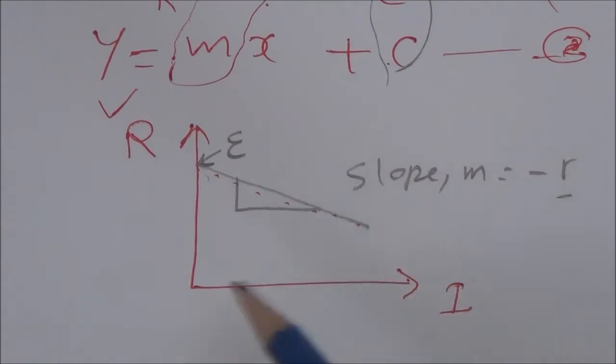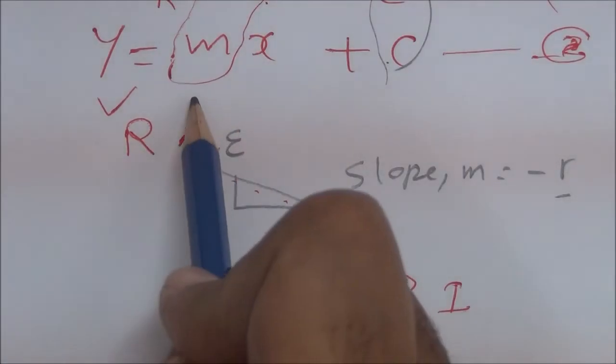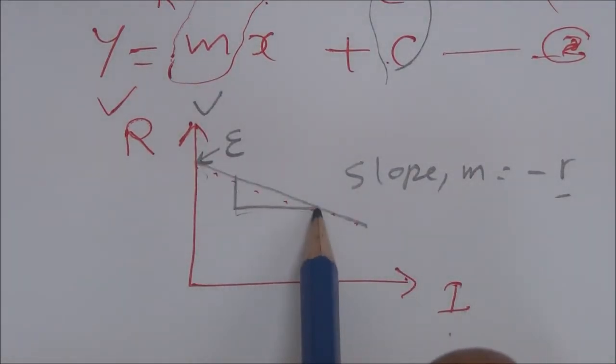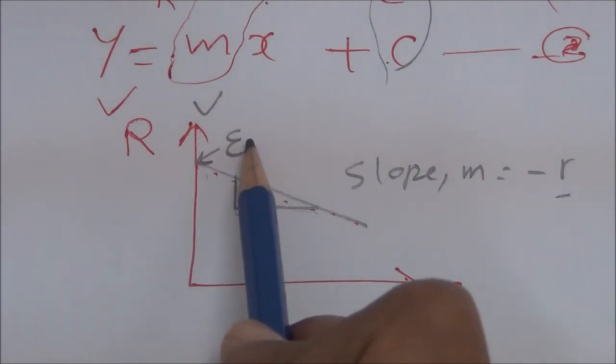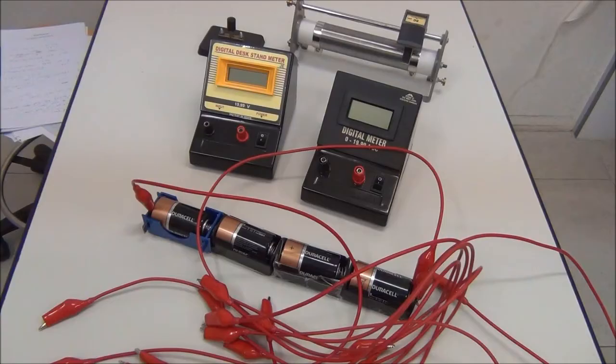So what we do now, we start the practical and we plot the graph between V and I. And we find the slope from the graph and the y-intercept, which represents E, the electromotive force. Let us start the practical.